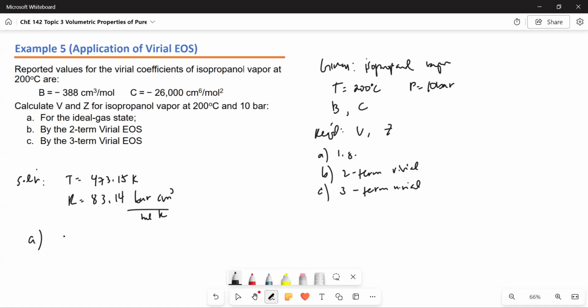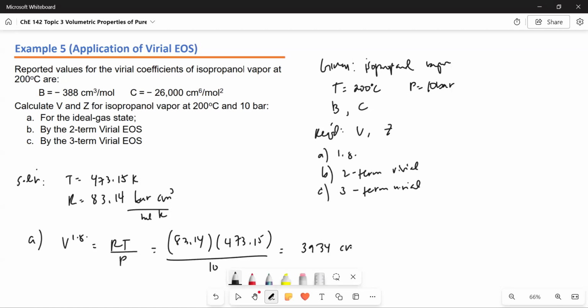For letter A, which is the ideal gas equation, the volume of an ideal gas, just simply use the ideal gas equation. So substituting, I will not write the units anymore, but they will cancel out. So you can check, over 10 bars. And what you will get here is the value 3934 cm cube per mole.